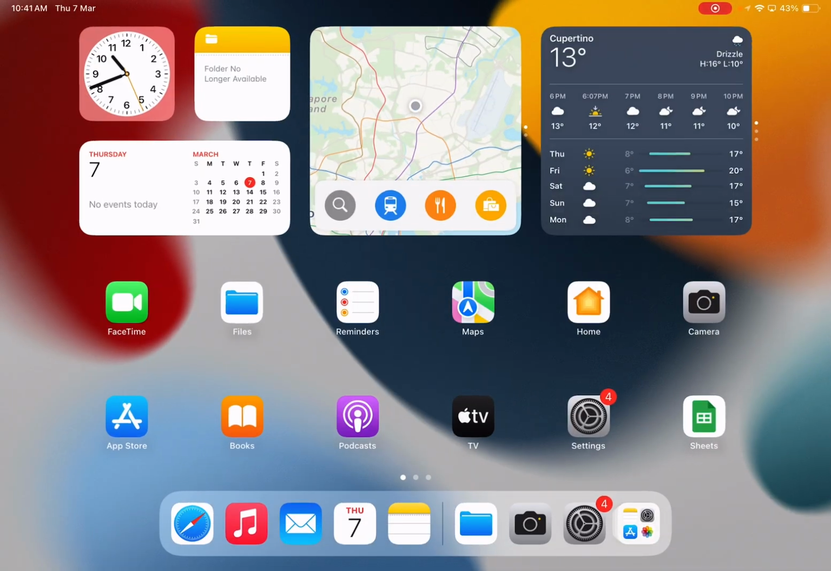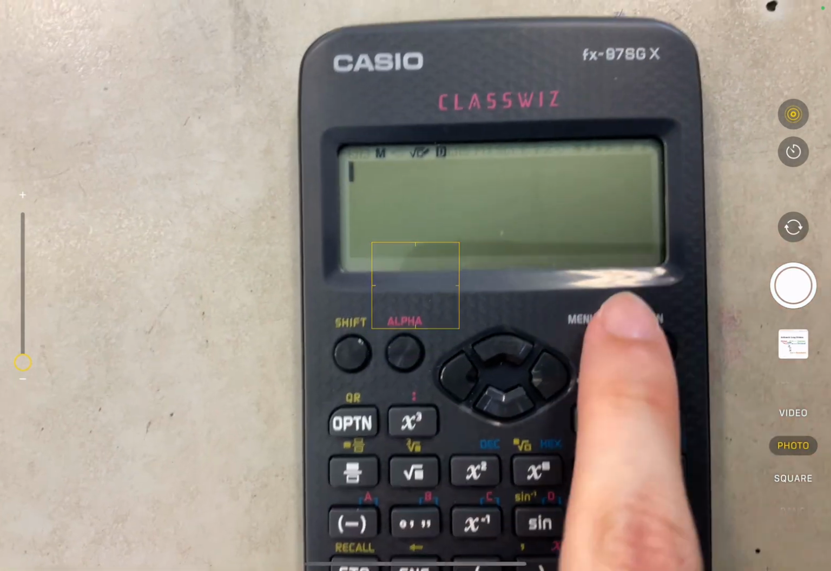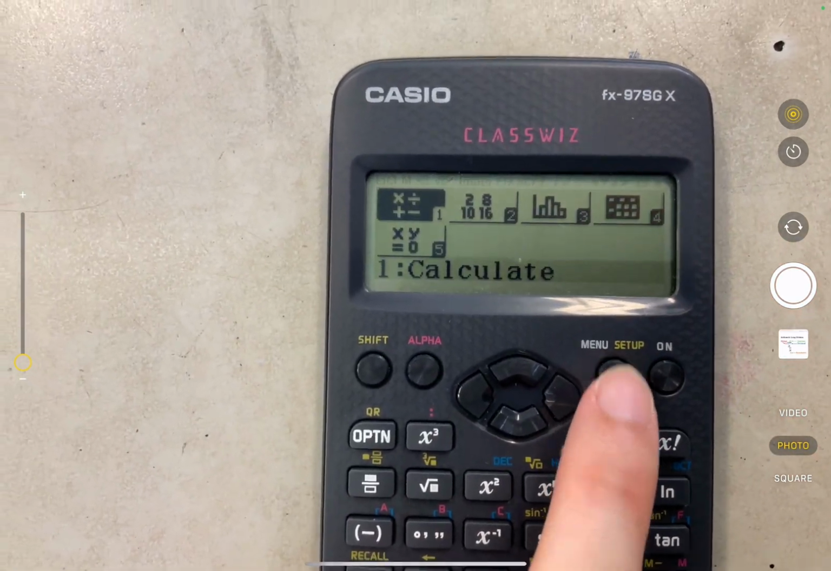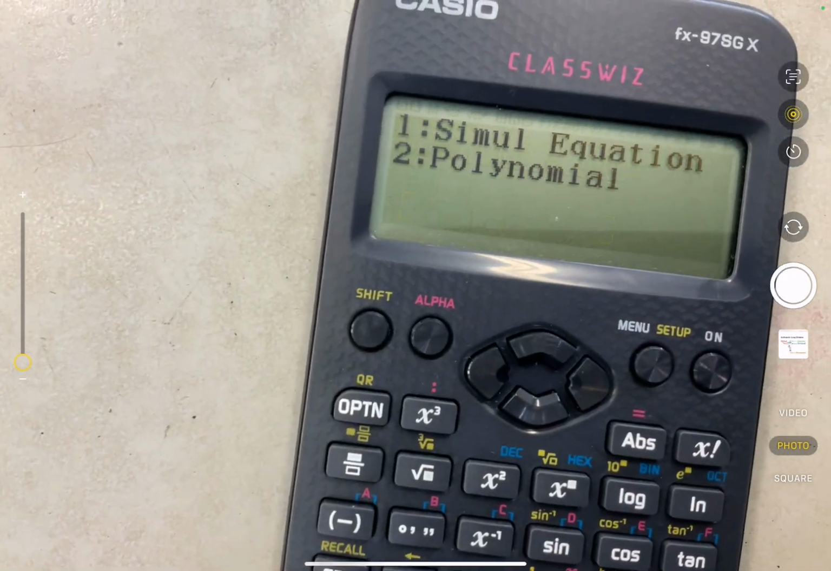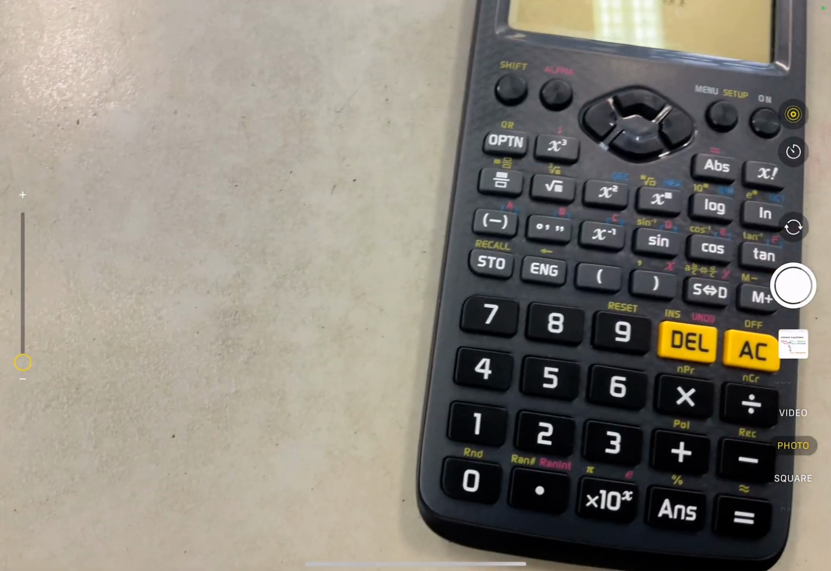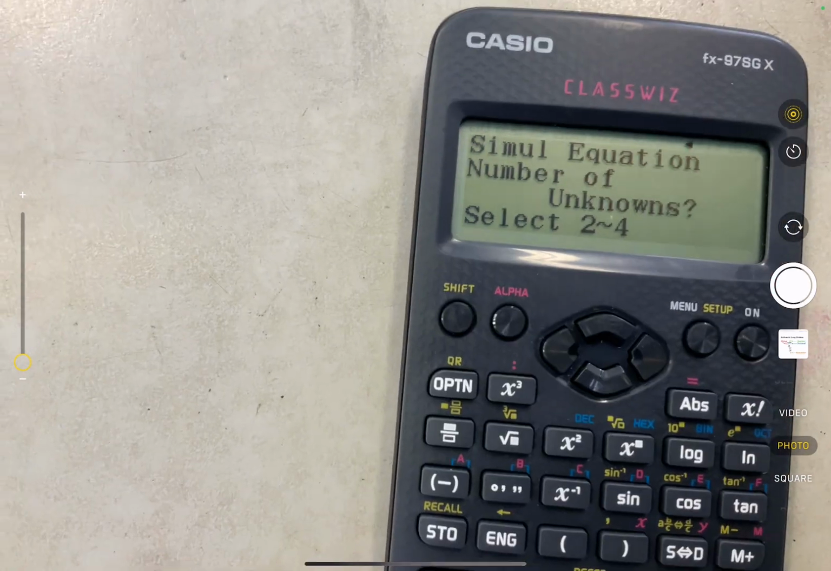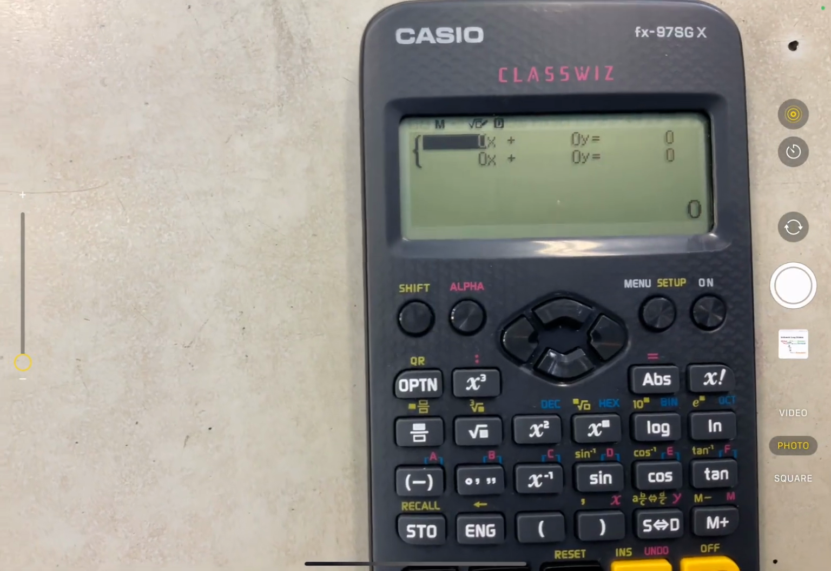So in your calculator, if you go under menu, you go under 5. There's this thing called simultaneous equation. Do you see that? And then you can press 1. How many unknowns do you have? 2. Right, you have 2 unknowns.